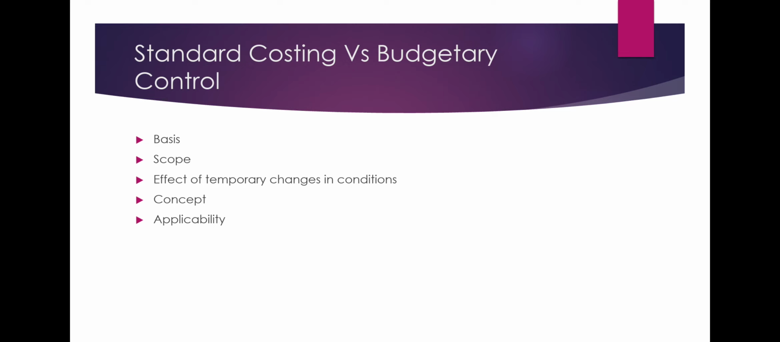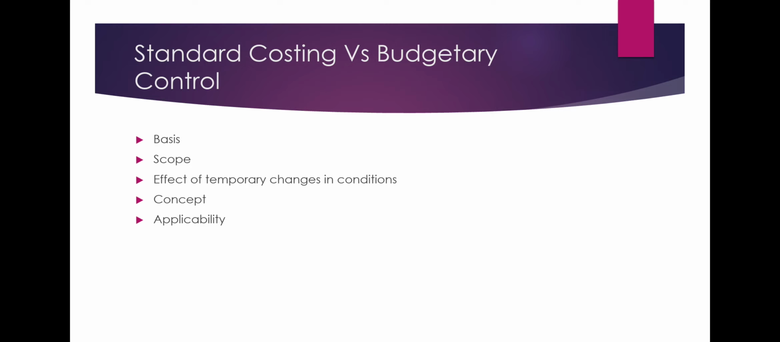The last part under standard costing that is to be covered is standard costing versus budgetary control. The first point of difference is basis. Standard costing is determined on the basis of data related to production, whereas budgetary control is where budgets are prepared on the basis of management plans. The next point is scope. Standard costing has a narrow scope, whereas budgetary control has a wide scope.